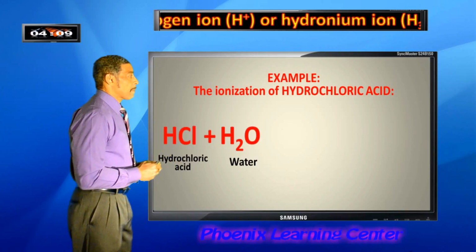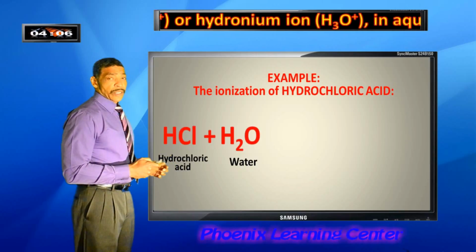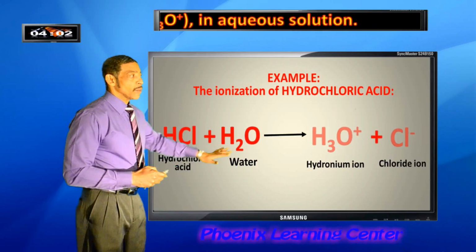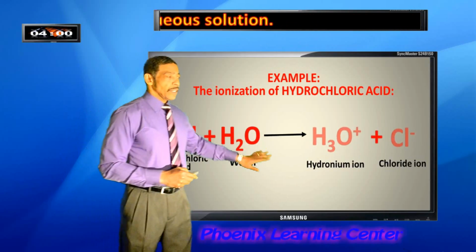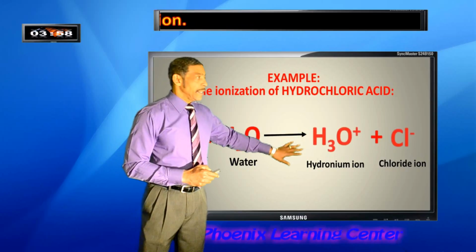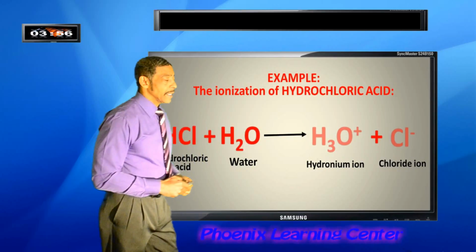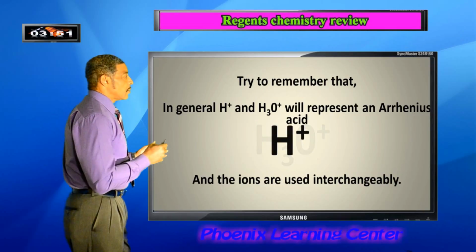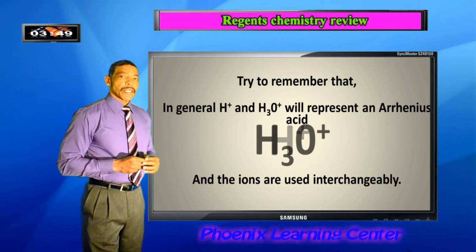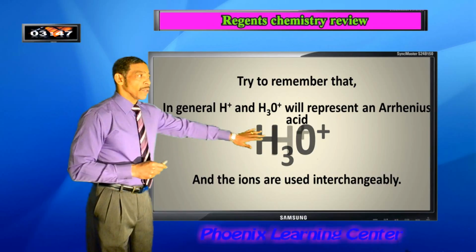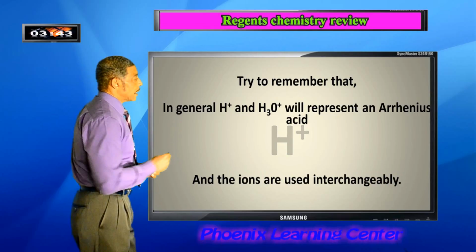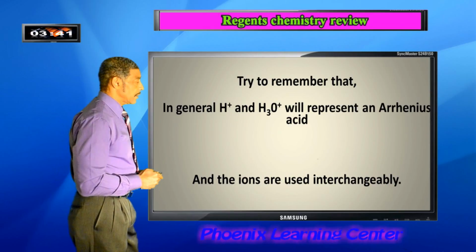For example, when hydrochloric acid, HCl, is added to water, the compound will ionize to produce the hydronium ion and the chloride anion. Try to remember, in general, the H plus and the H3O plus will represent an Arrhenius acid, and the ions may be used interchangeably.